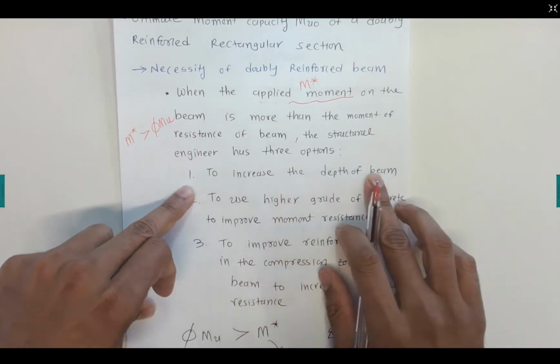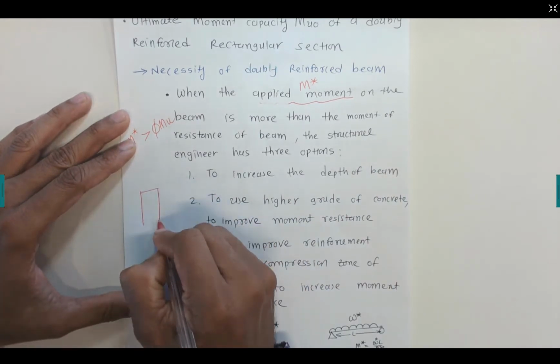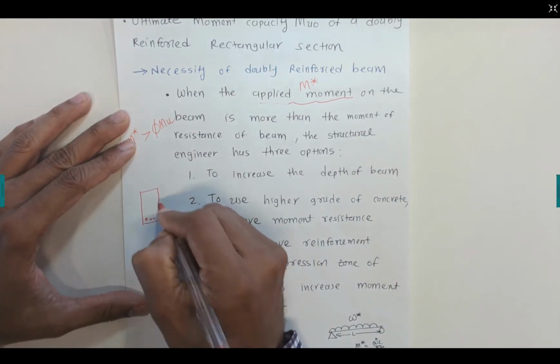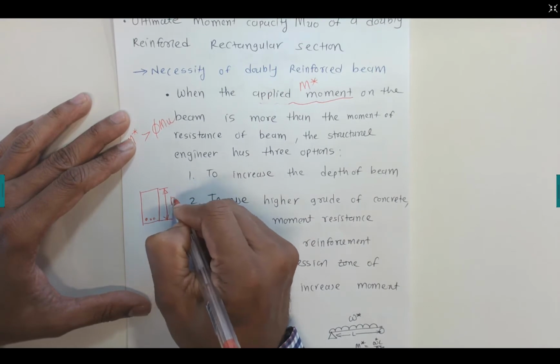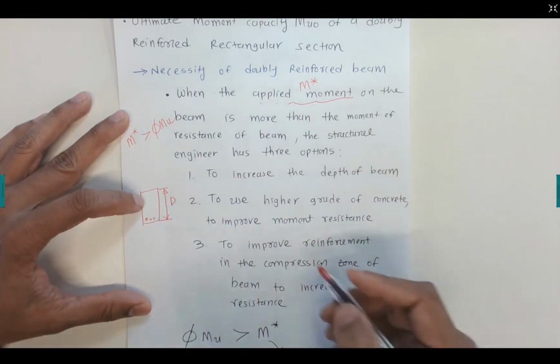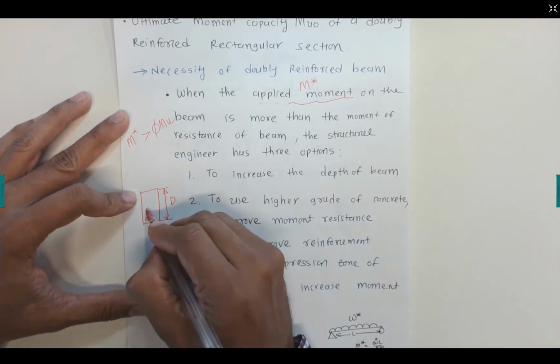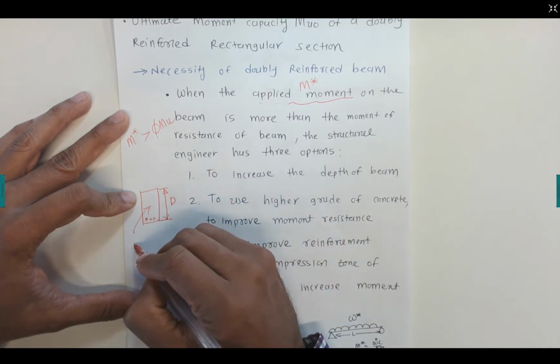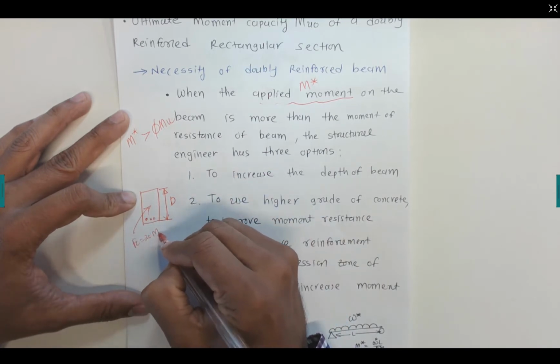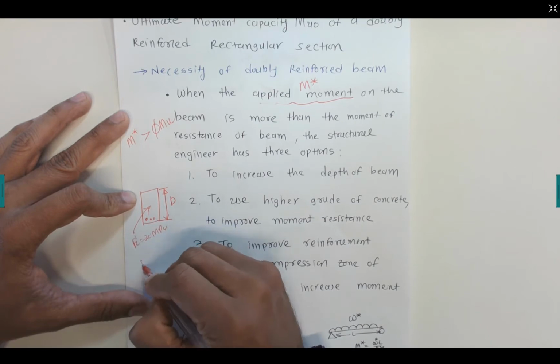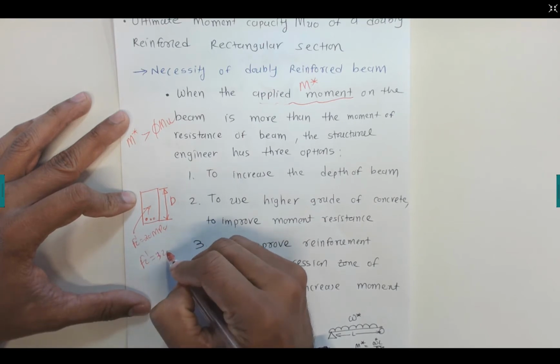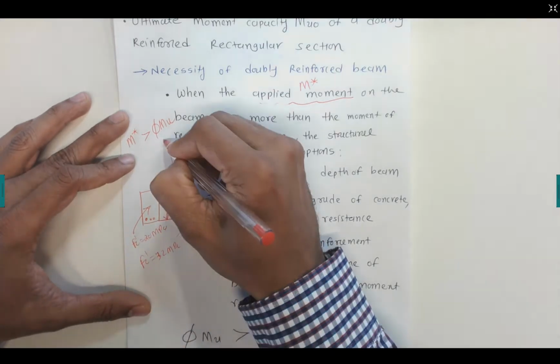So we can increase the depth of the beam. Let's say this is singly reinforced, we can increase the depth of the beam. Another option is to use a higher grade of concrete. Let's say we use 20 megapascals first, and then we increase f'c to, say, 32 megapascals. That will increase this capacity.